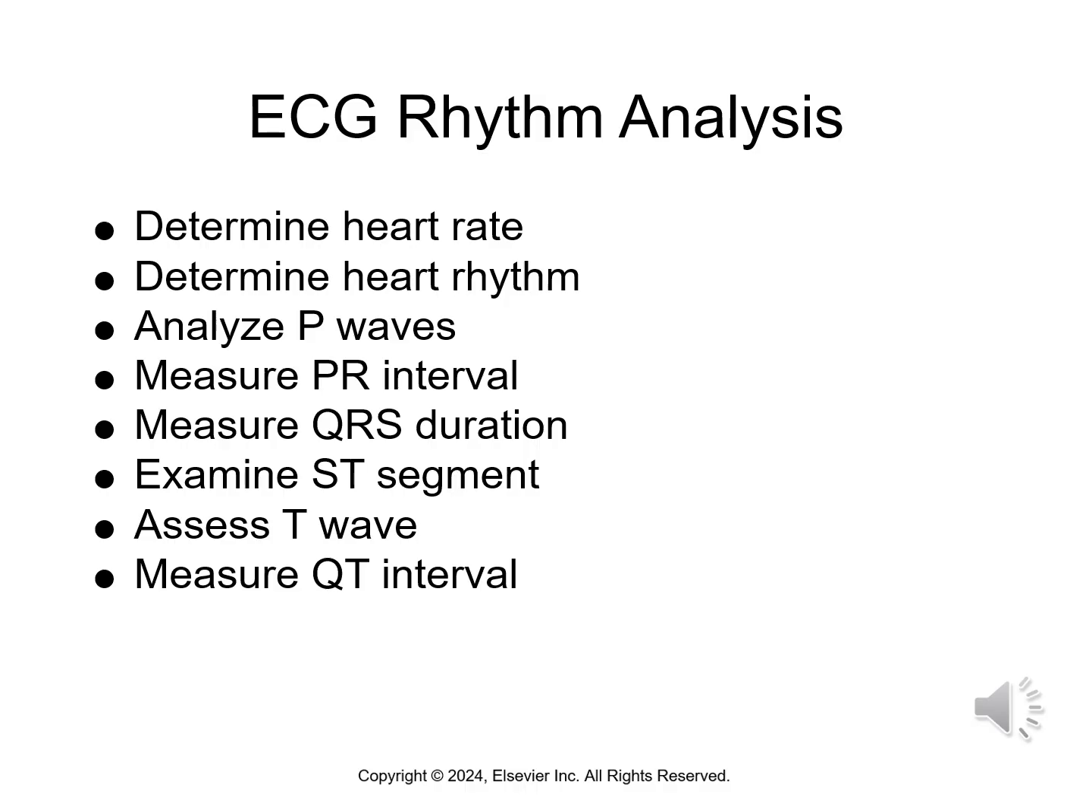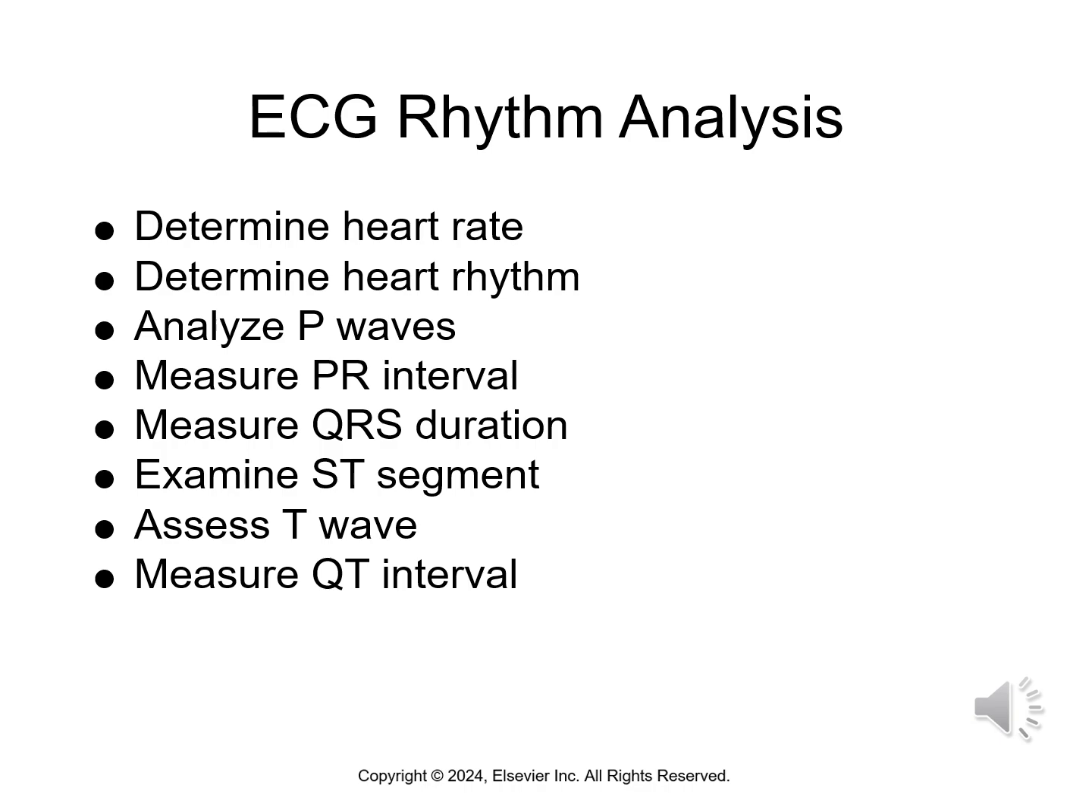Our fifth step in this is measuring the PR interval. We're going to place one caliper point at the beginning of the P wave and the other at the end of the PR segment. The PR interval normally measures 0.12 to 0.20 seconds. The measurement should be consistent throughout the strip.